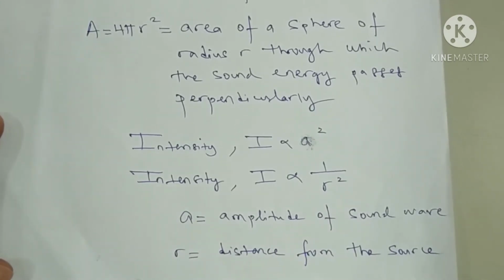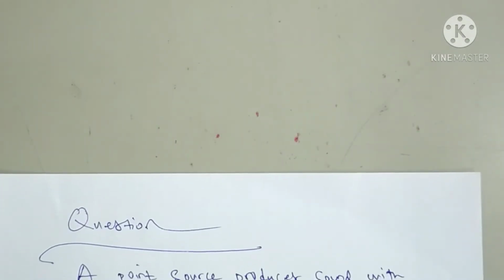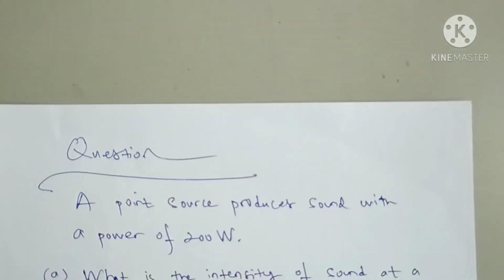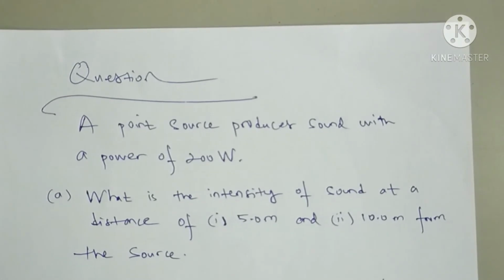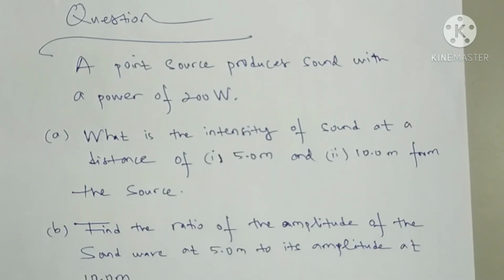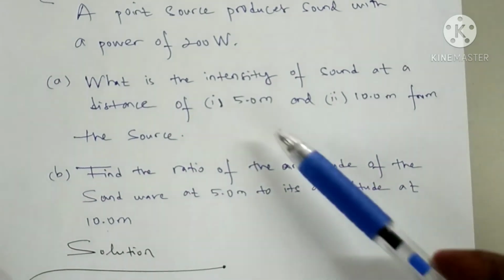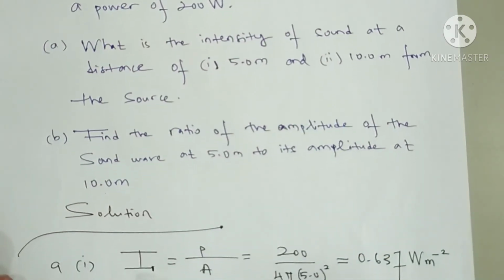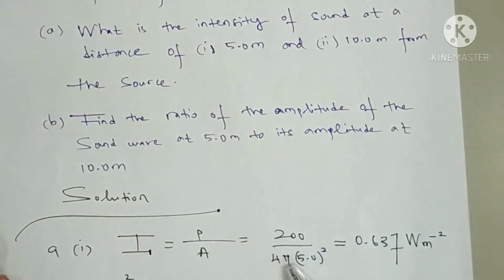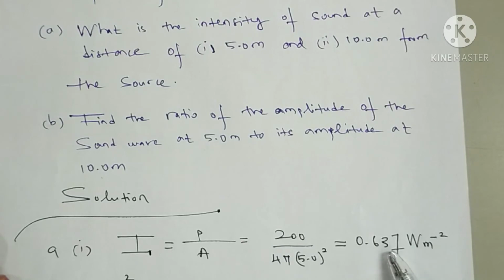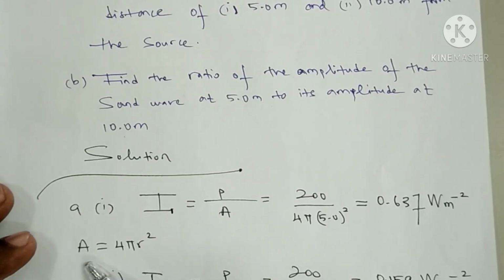Let us try to attempt one question related to this part. It's about a point source that produces sound with a power of 200 watt. What is the intensity of sound at a distance of 5 meter and 10 meter from the source? So we can apply the formula of intensity equals power per unit area for the distance 5 meter, which is I1 equals P over A. The power is 200. For the distance 5 meter, you're going to get 0.637 watt per meter square, where the area here should be 4 pi r square.